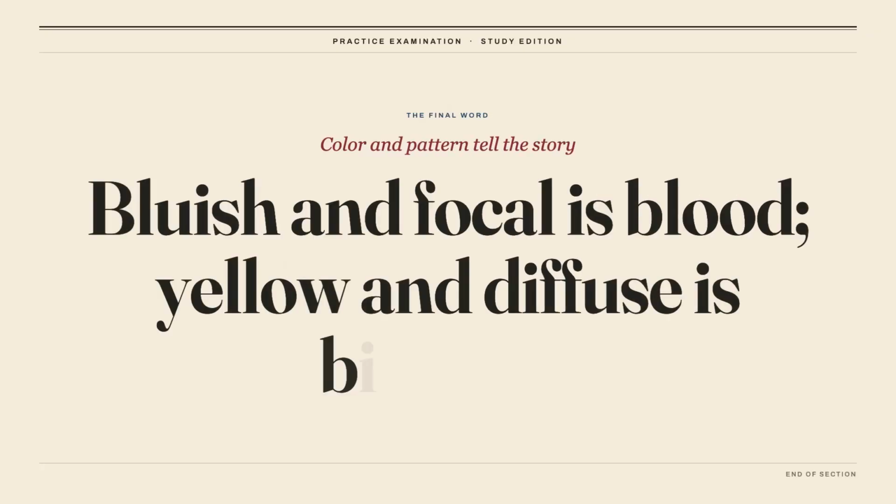Don't confuse these with jaundice, which is yellow, generalized, and reflects bilirubin the liver can't clear. Bluish, purple, and focal means blood. Yellow and diffuse means bilirubin. And telling them apart fast is what matters most.